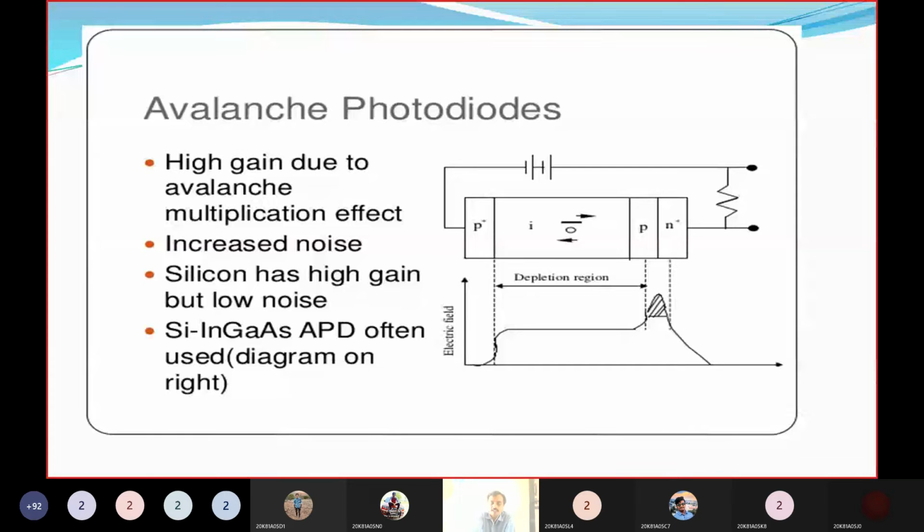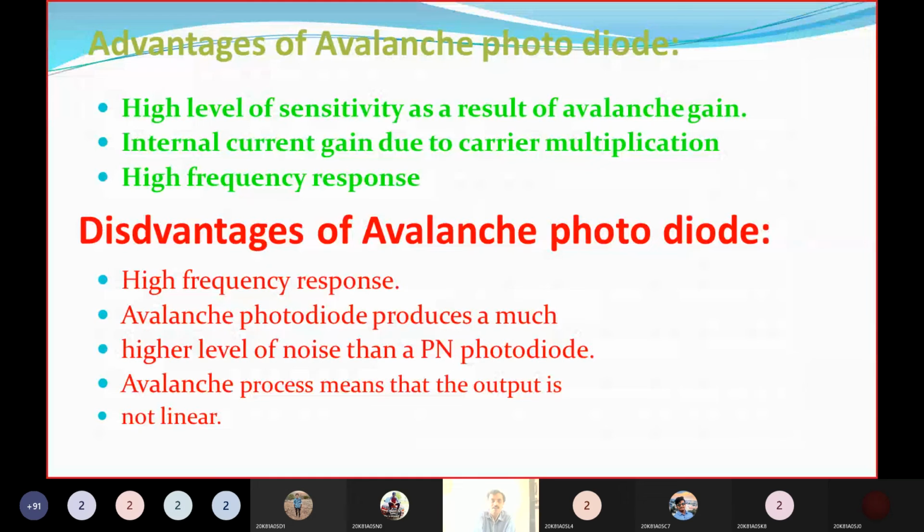Okay, so this is about the working of the APD diode. Next, advantages of the avalanche photodiode.